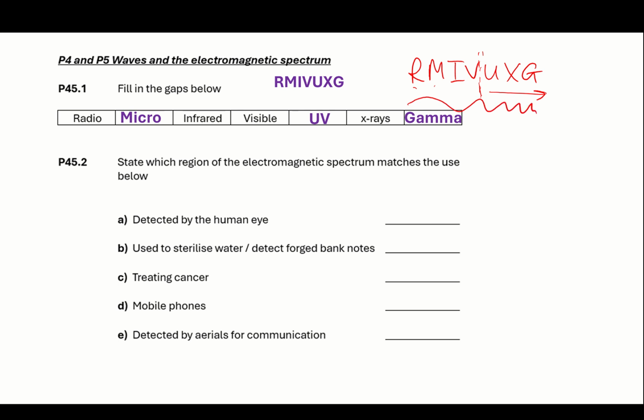Shorter wavelength waves. Okay, state which region matches the use. Detected by the human eye, well, it's clearly got to be visible. Used to sterilize water or detect forged bank notes, ultraviolet. Treating cancer, I told you about the gamma knife and told you a story about my friend. Mobile phones, please make sure you know this, it comes up a lot, that's microwaves. And detected by aerials for communication, think at the top of the Rekin where we have a radio mast.